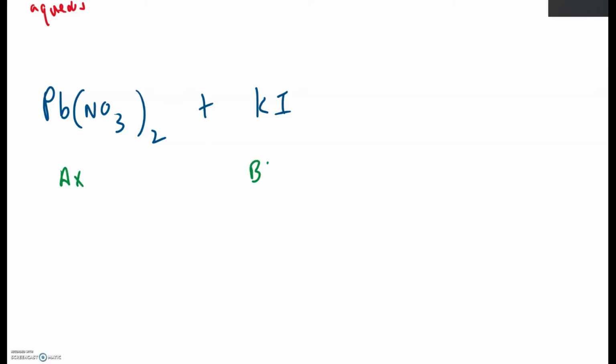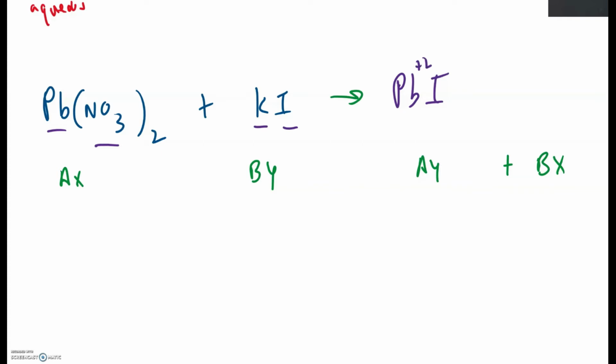So let's remember that the two ionic compounds that we reacted were lead nitrate and potassium iodide. And let's remember that this is a double displacement reaction, which means the products are going to be AY and BX. So let's put that together. That's A, that's X, that's B, that's Y. So AY is going to be lead iodide. For those of you that know how to write formulas, this lead has a charge of +2.